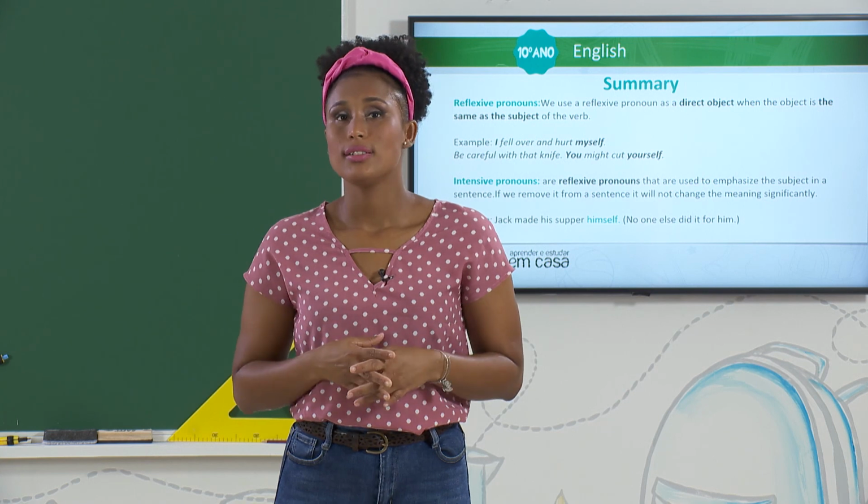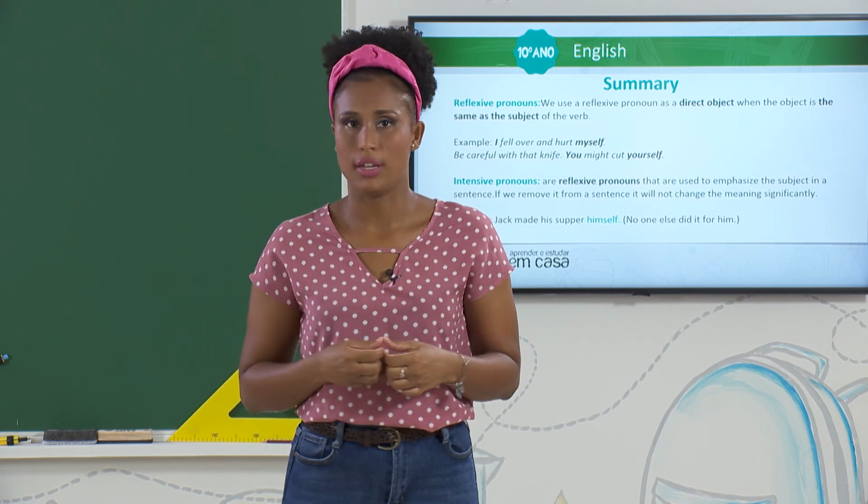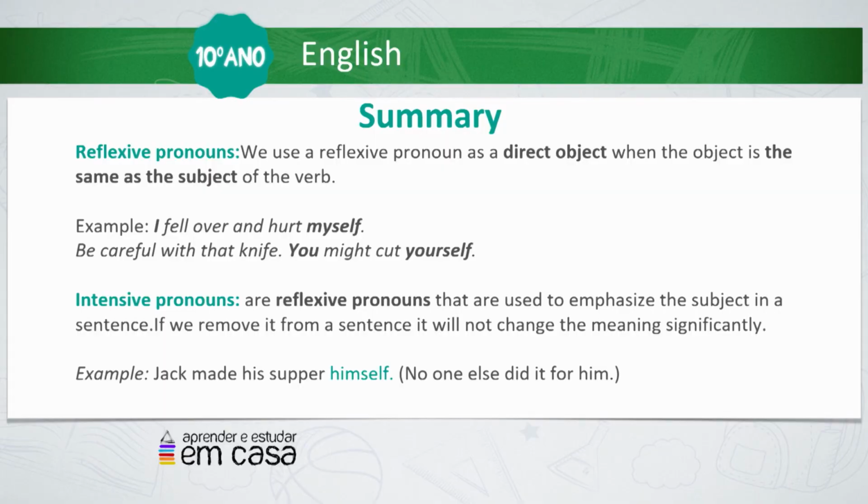Our lesson, let's do a brief summary. So, what did you see today? Well, today we were talking about reflexive pronouns, and we saw them. We use a reflexive pronoun as a direct object when the object is the same as the subject of the verb. For example, I fell over and hurt myself. Be careful with that knife. You may cut yourself.